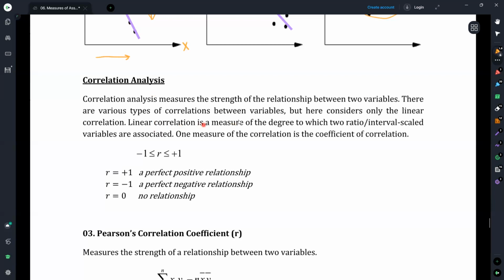Linear correlation is a measure of the degree to which two ratio or interval scale variables are associated. Here it says that using linear correlation, we are going to find a linear association among the variables which are in the ratio scale or interval scale. And when we go for correlation analysis, we can use the statistic called the coefficient of correlation, or simply the correlation coefficient, as a measure of the correlation.